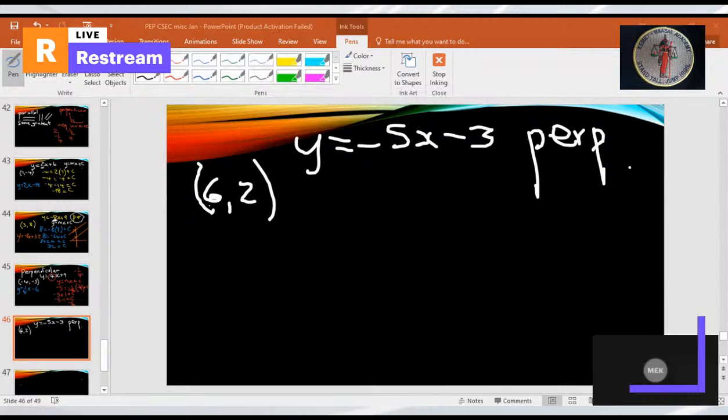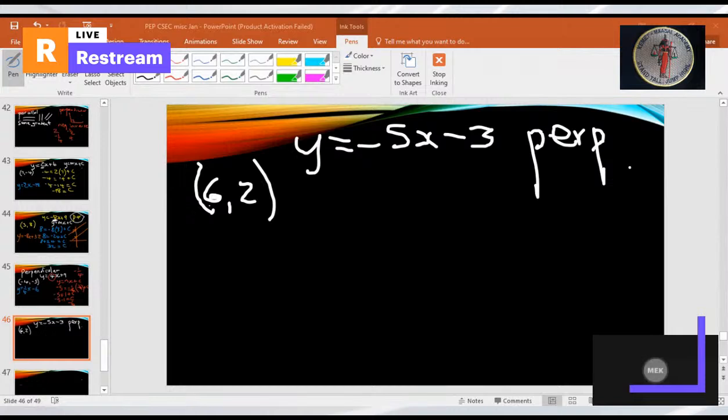All right, any answers yet? So the first equation is y equals negative 5x minus 3. Then we have another line that meets this one, intersects this one at a right angle.